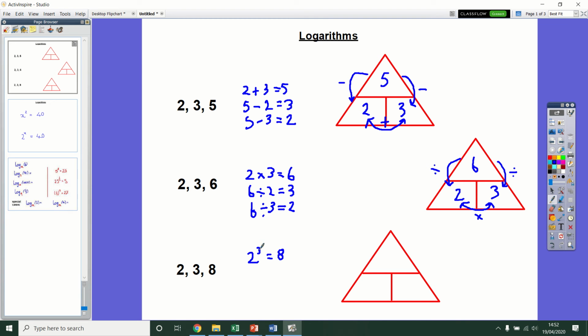Well, if we're thinking about inverse operations, I know that I've done a cubing sum here, and we know how to find the inverse of a power sum. That's to take a root. So I can do a cube root sum, and that combines the 3 and the 8 to produce the 2. But then the question is, what's the third one? What's the sum that produces the 3 by combining the 2 and the 8?